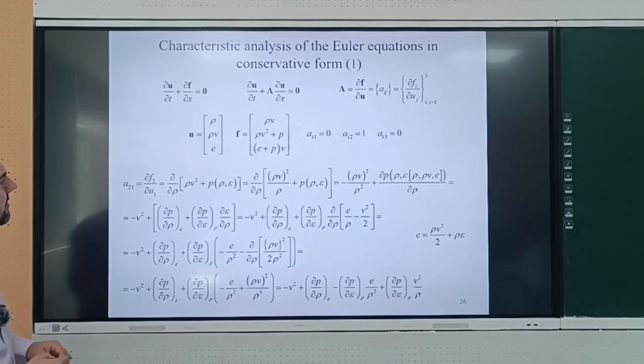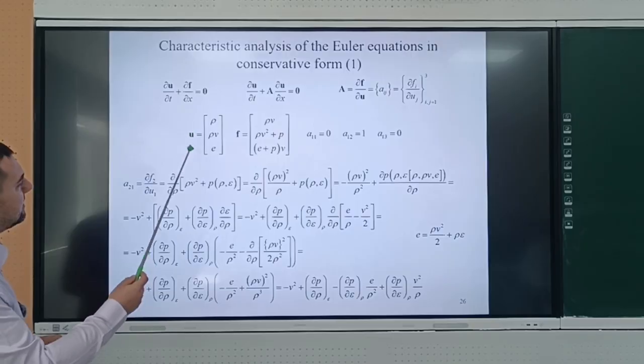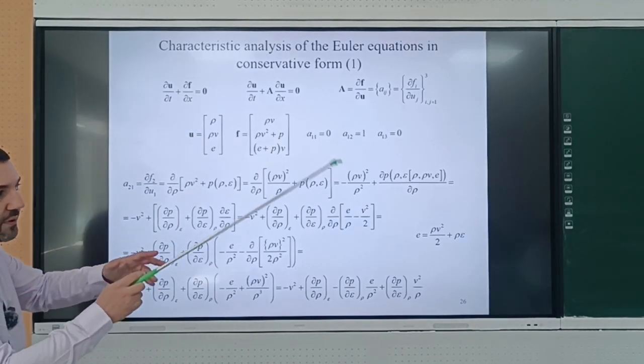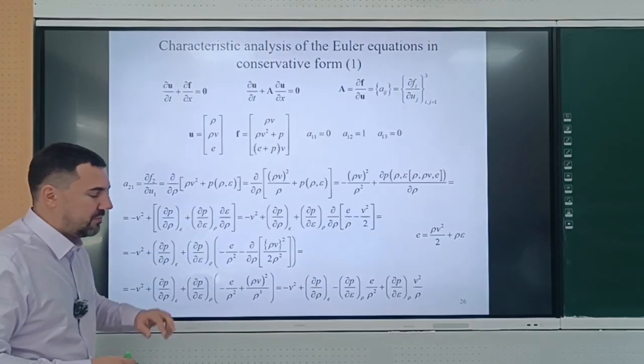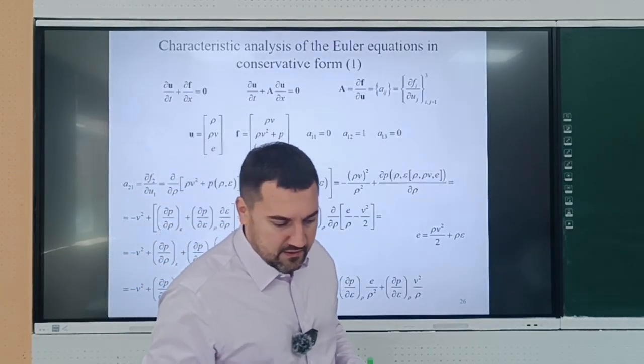For sure, without these explanations, it can be a bit confusing, because here, for example, the independent variables are not rho, v, and p, but some complex ones. That is why you should be careful here. Okay.